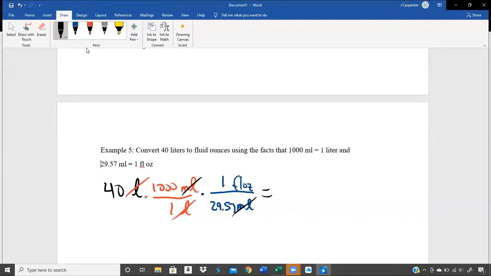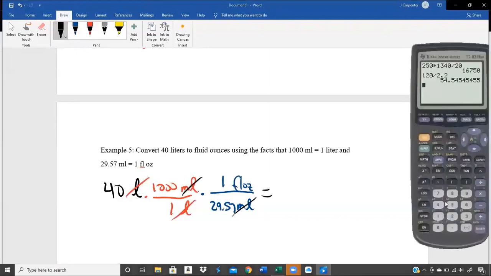All right, out with the old, the milliliters cancel. The only thing we're stuck with is the fluid ounces, which is exactly what we're supposed to convert to. So we'll take the 40 times the 1,000 because that's in a top, but we will not multiply the 29.57 because it's in a bottom, so we divide it. So we take our 40 times the 1,000.